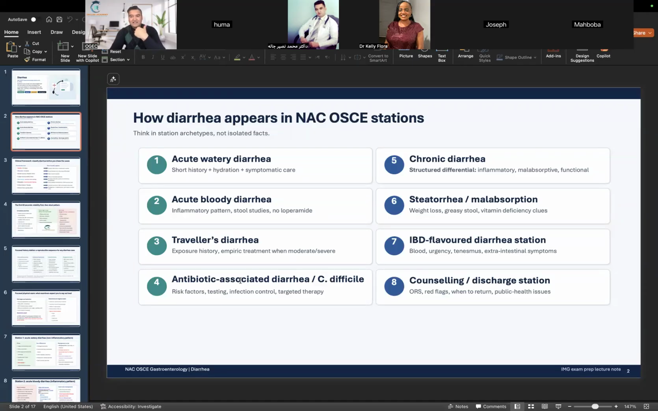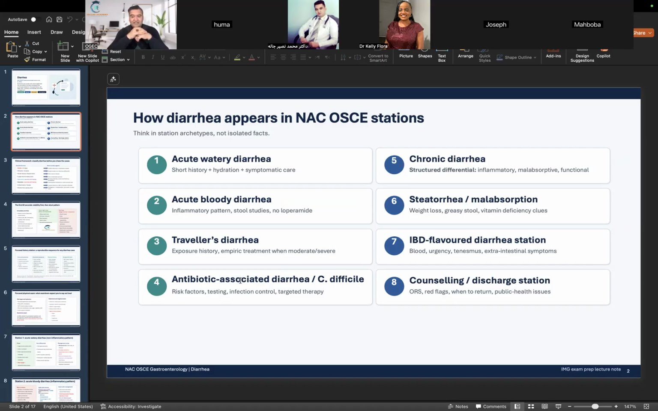Any diarrhea above 4 weeks is considered chronic. Steatorrhea or malabsorption: if the scenario mentions that the patient has diarrhea that is foul smelling and greasy, and the patient is losing weight, then think about steatorrhea or malabsorption. Think about pancreatic conditions, celiac disease, and any condition that causes malabsorption of vitamins, especially fat-soluble vitamins.